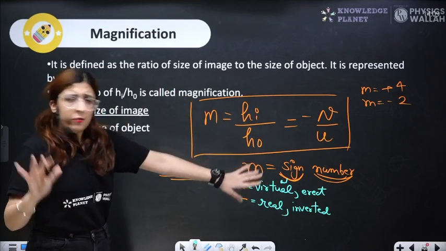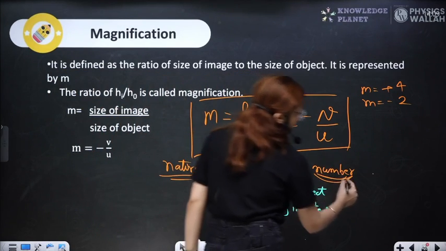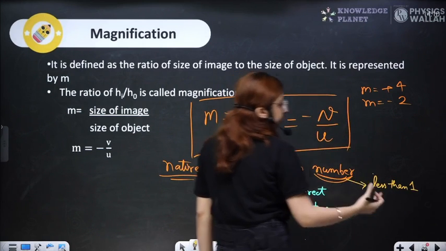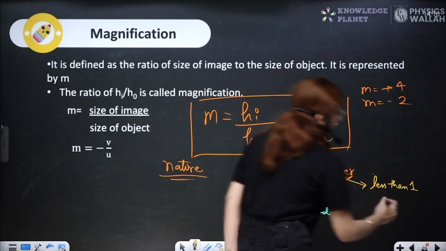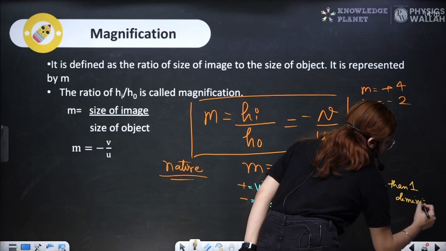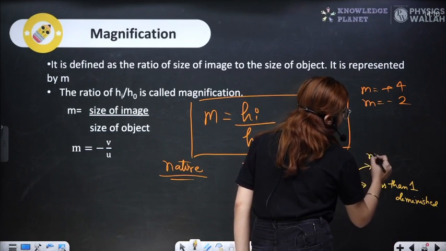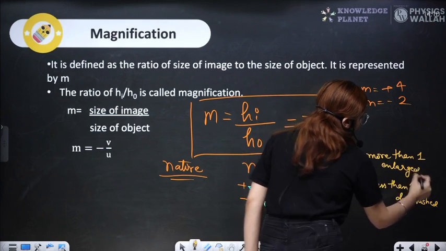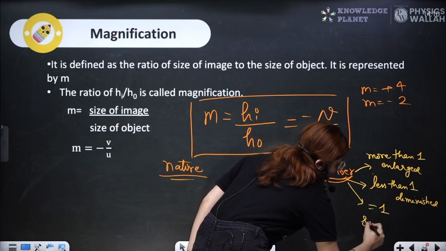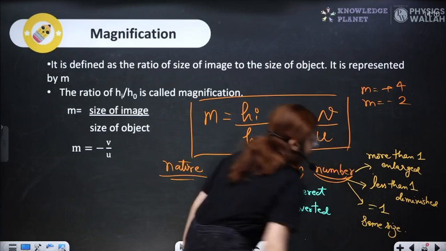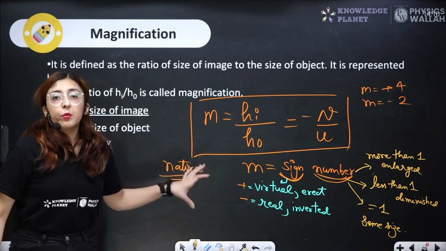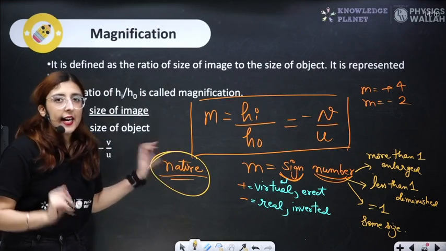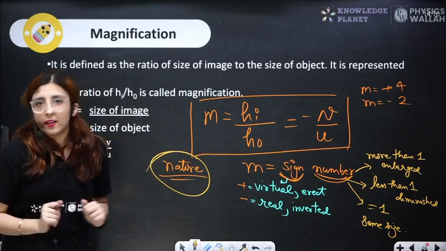Right? Now number, pretty much easy. If number is less than 1, so of course the nature of it will be diminished. If it is more than 1, enlarged. If it is equal to 1, same size. Right? That is how we use our magnification in order to talk about the nature of the image. Okay, till here I believe the things are clear. Of course, we are going to use this in our numericals, right?